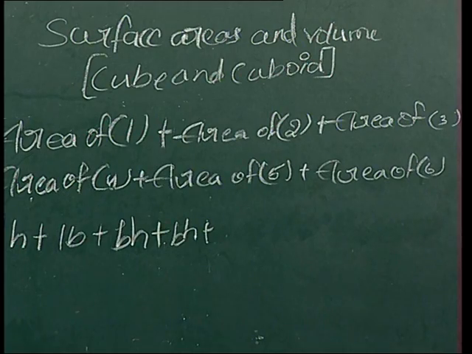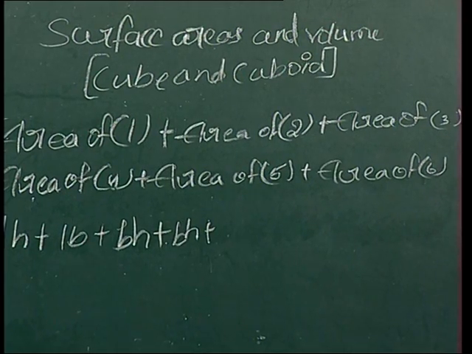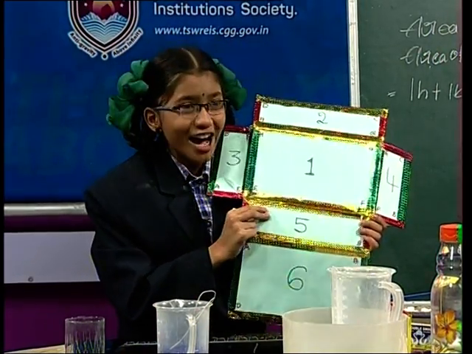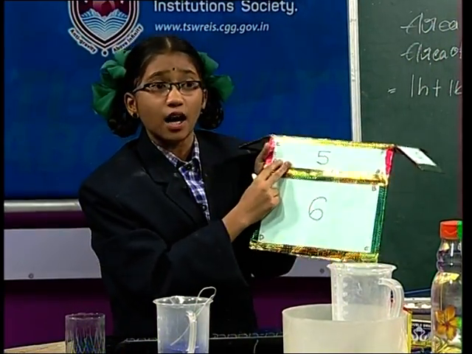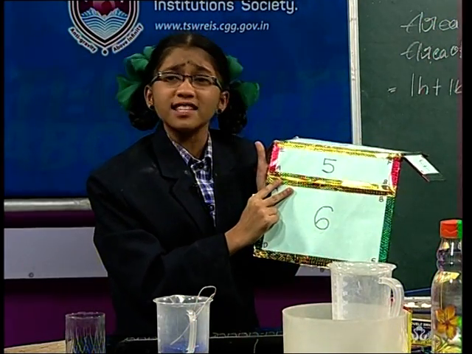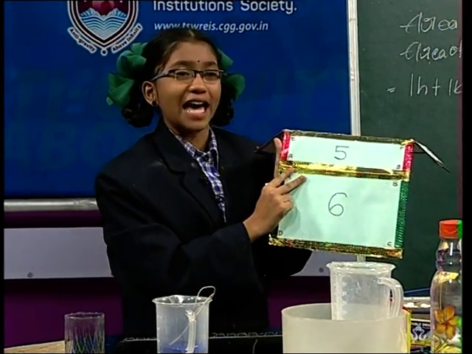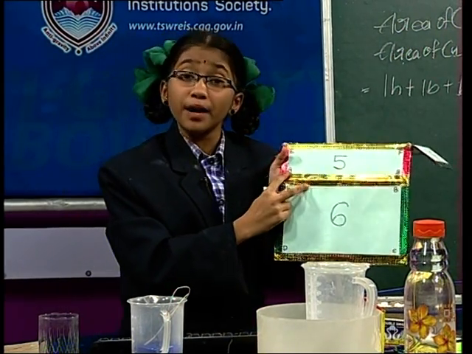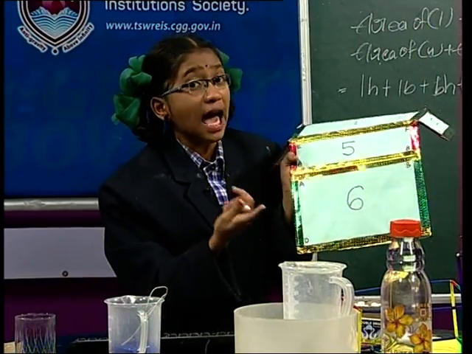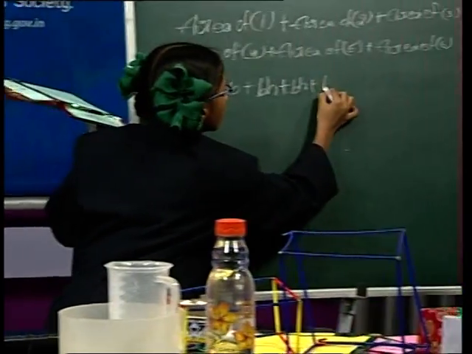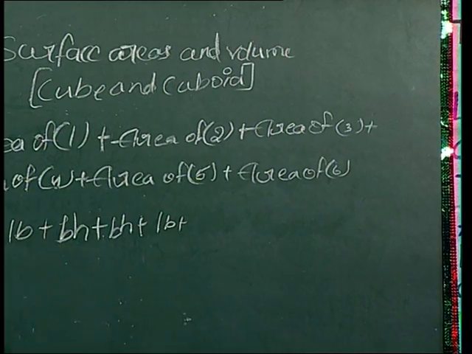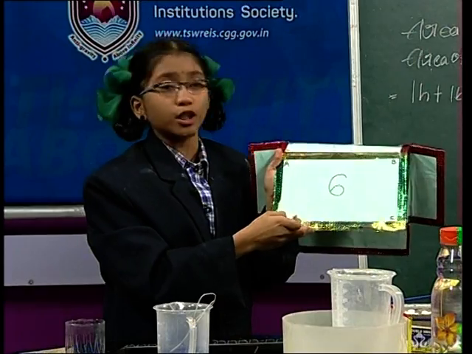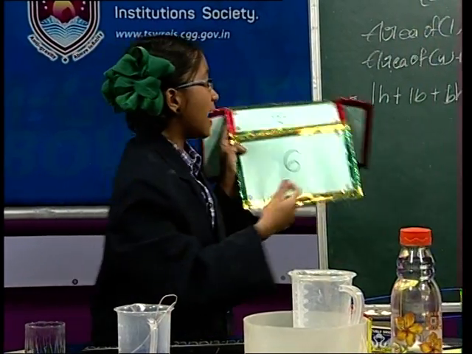Where do you find the fifth face? Here we find the fifth face. Very good. We find the fifth face here. So, how many dimensions are there? Very good. There are 2 dimensions. What are they? That is length and breadth. L into B. We get LB, plus. So, next, sixth face. Area of the sixth face is also L into H. So, we get LH.